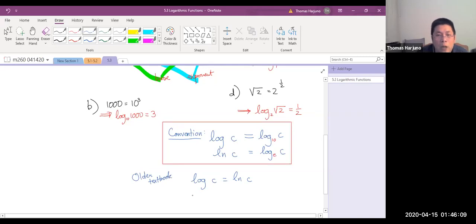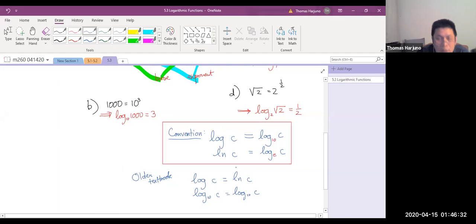Okay, when they need to do base 10, they just write the base. You see what I mean? Now that could be confusing. Like when they use base 10, they write the base. If they don't write the base, that's natural log.